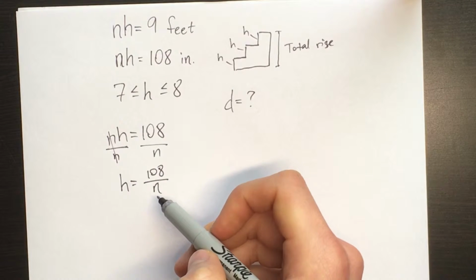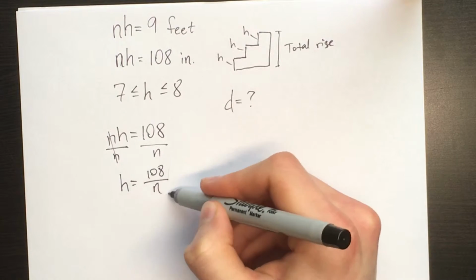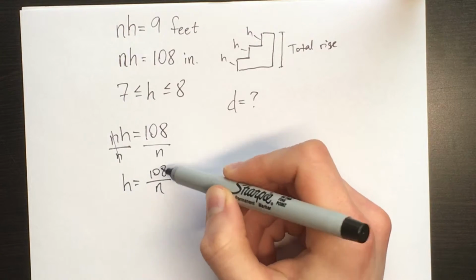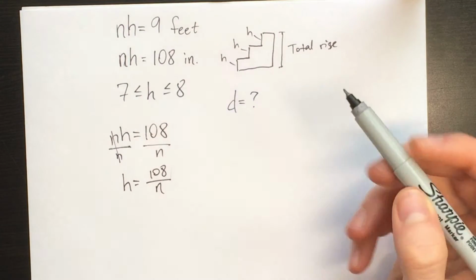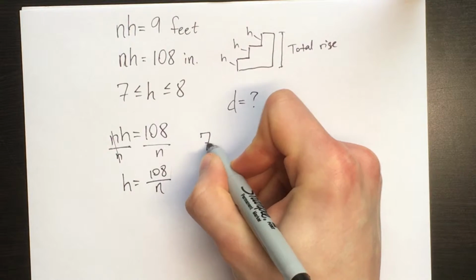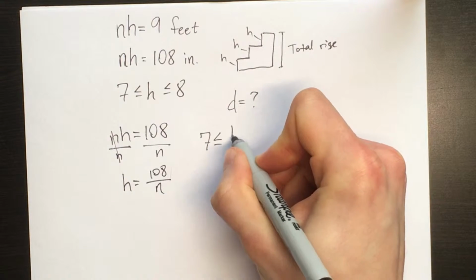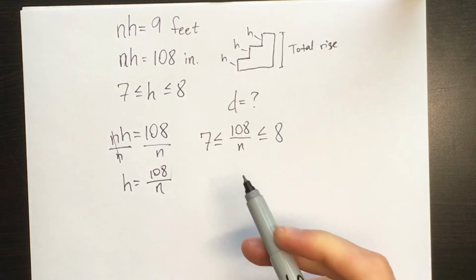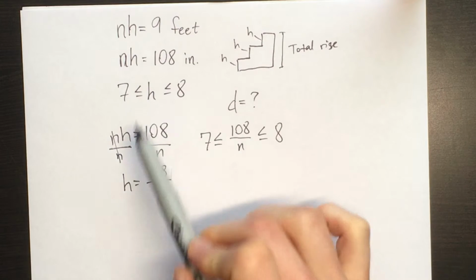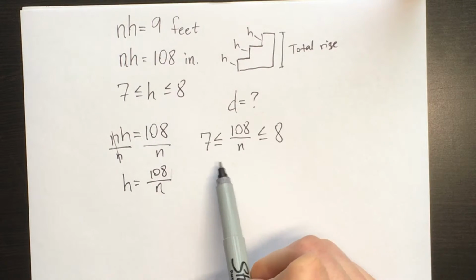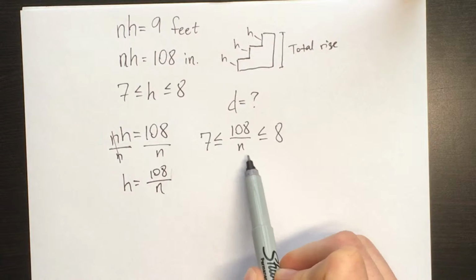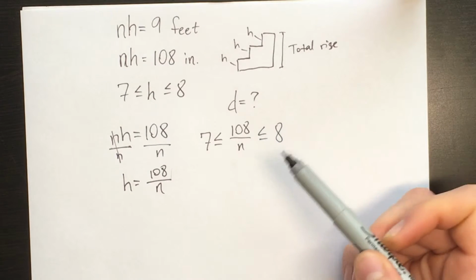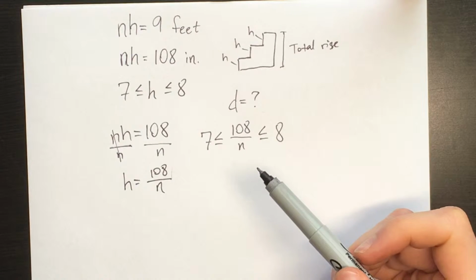So now that we know this, we can go ahead and plug this in for H, because we just figured out that H is equal to this. So let's plug it in right here. We'll get 7 is less than or equal to 108 over N is less than or equal to 8. So you see I did that little substitution and conversion, and now we have something useful, because now we have an expression with just N by itself, so that we can deal with N on its own, because we again want to find the number of steps.